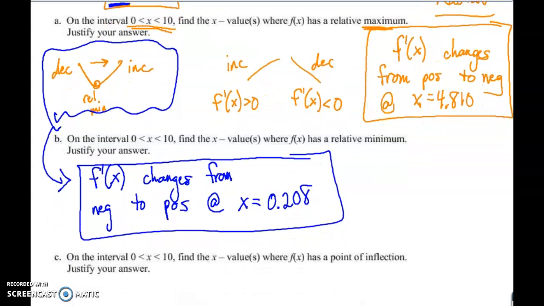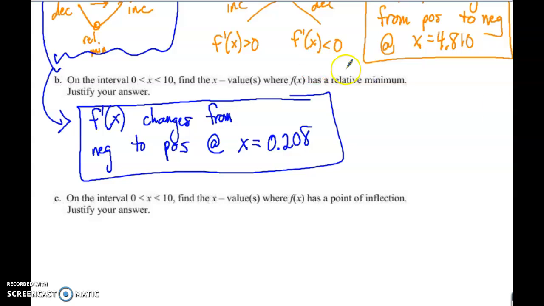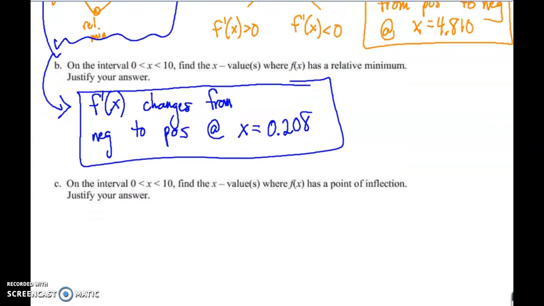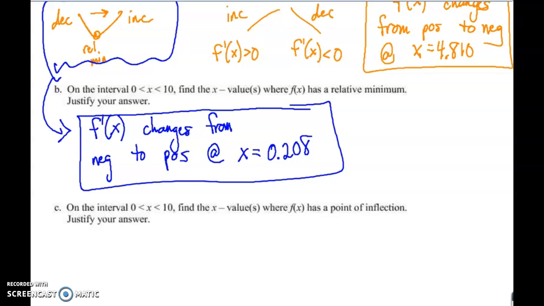So what about having a point of inflection? Well, a point of inflection deals with the second derivative. And as a reminder, the second derivative is the derivative of the derivative. So what that means is that for a point of inflection, the first derivative must either change from increasing to decreasing, which is what's happening in our picture, or decreasing to increasing. In other words, f prime of x is a relative extrema.